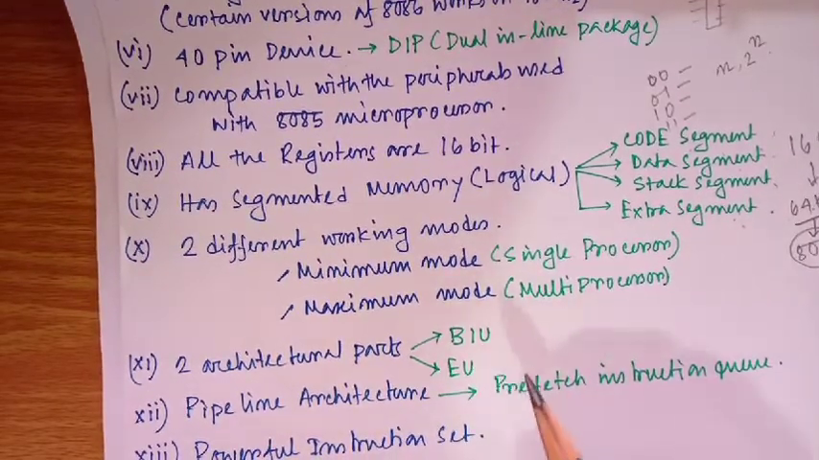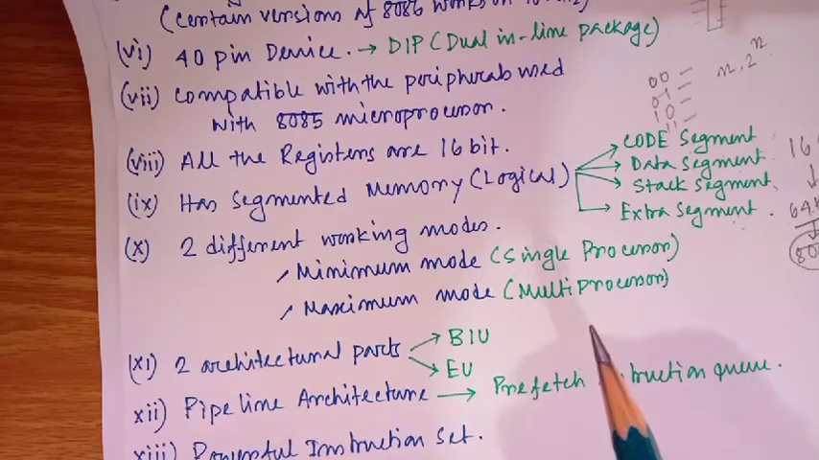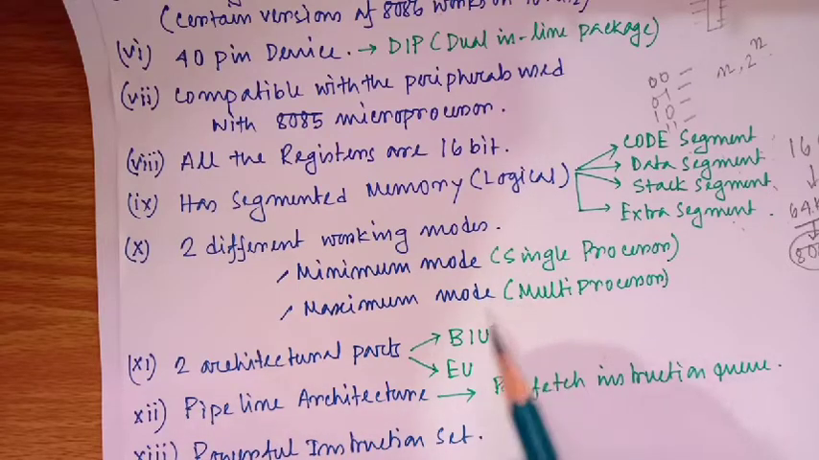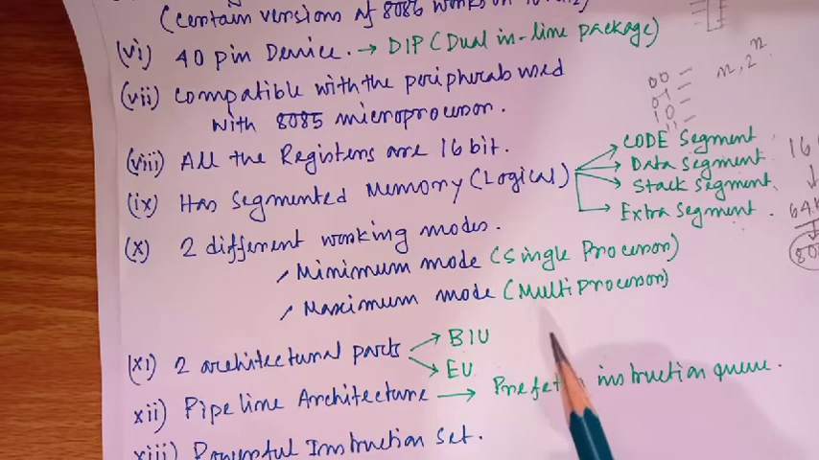Another feature is that the architecture of 8086 can be divided into 2 parts. One is called BIU, another one is called EU. BIU is bus interface unit. EU is execution unit. So this architecture is very important. Once again, we have to remember this one. But till now, we will remember it has 2 parts: one is BIU and the other is EU.